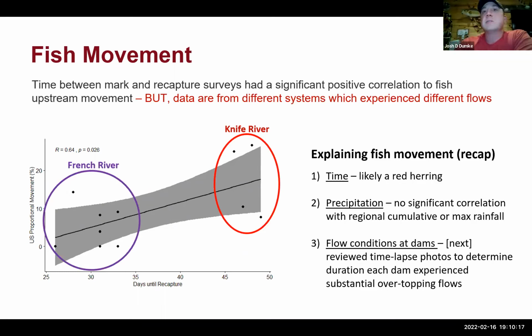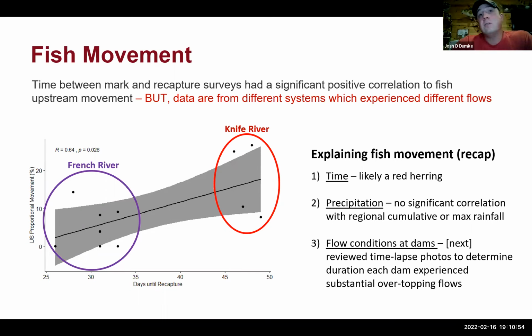But the data are from different systems which experience different flows. This is why I'm calling the time likely a red herring, something that's distracting, because the Knife River and French River are separated by about 2 weeks in time. In that 2 weeks, we got about 2.5 or 3 inches of rain, and that's why there's a big gap. We couldn't work in the streams. We know that there was a lot of precipitation, but I didn't find any significant correlation with regional cumulative or max rainfall, mostly because the rainfall information is too coarse.